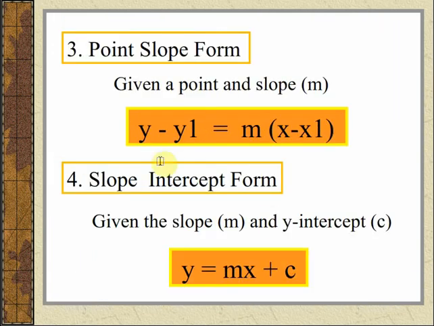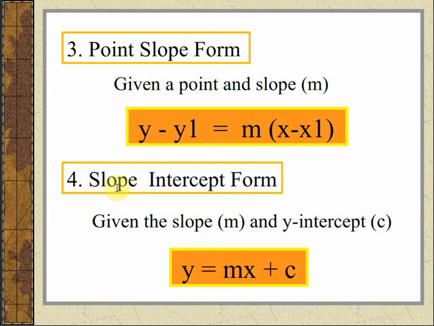Next, the third form is point slope form. Point slope form means if there is a single point and a gradient is given, then you can use this kind of formula: y - y1 = m(x - x1). So if you have a single point (x1, y1) and you have a slope m, you can just directly write this equation and solve the equation of line by point slope form.